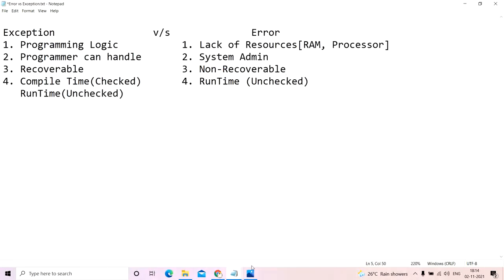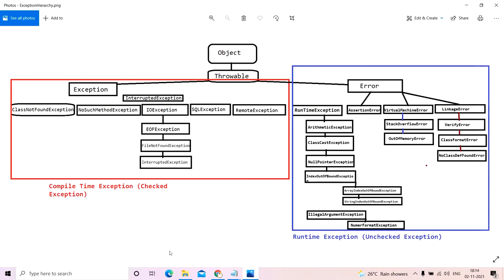Then I told you about the simple hierarchy of exceptions. Please take a screenshot of this. I have explained the red and blue. Please be careful with these classes which I have written. I could not find space because of my very amateur designing skills in MS Paint, but typically these classes are all inherited.